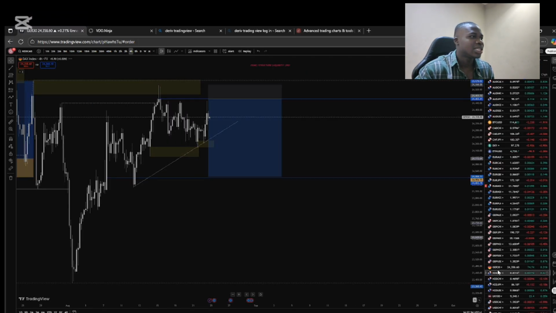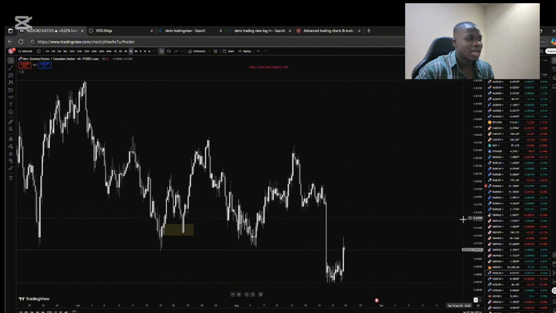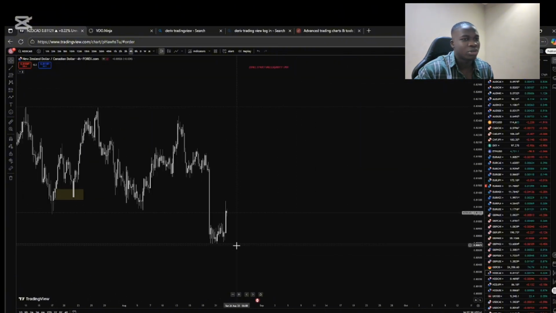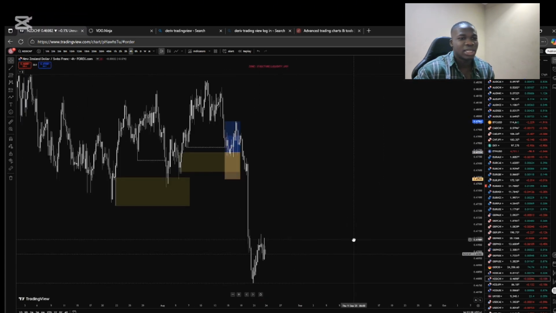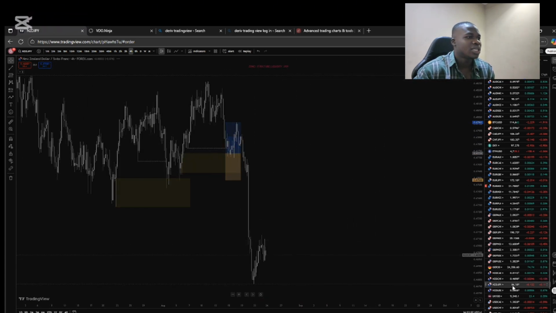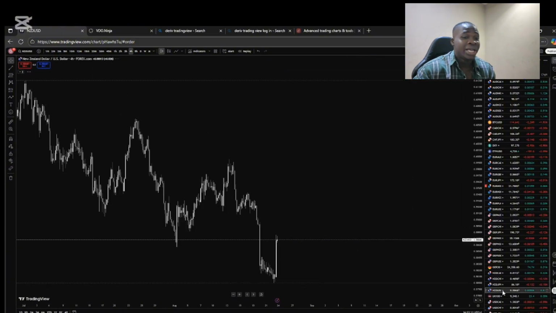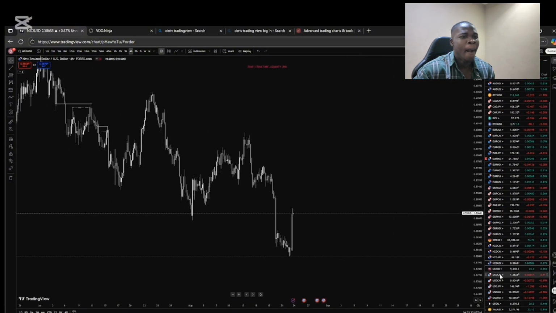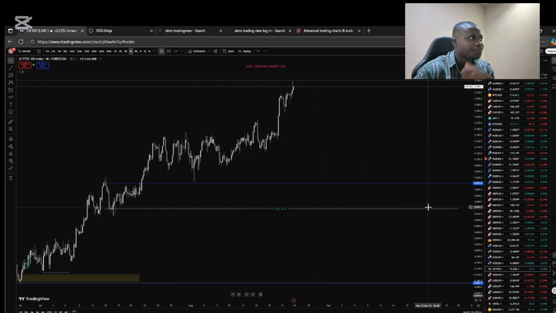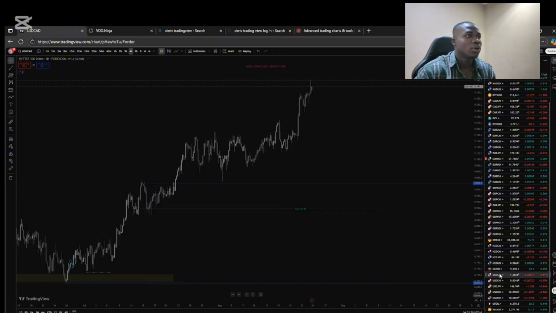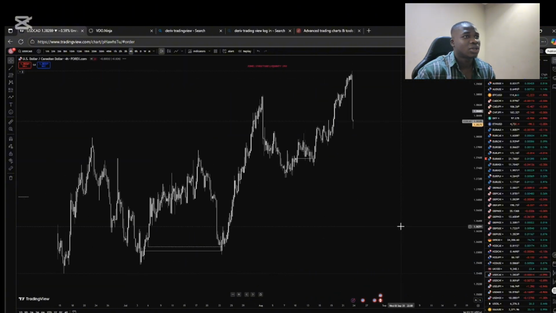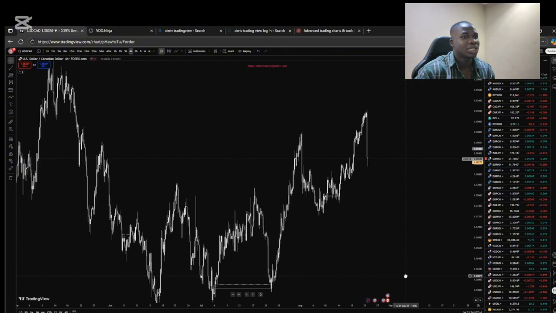So NZD CAD, nothing on NZD CAD, nothing. This is just a bullish price in a discount and that's a bullish intent. So nothing on NZD CHF also. NZD JPY same thing, nothing as well. NZD USD, nothing. UK 100, nothing as well. USD CAD, currently nothing is happening on USD CAD as well.